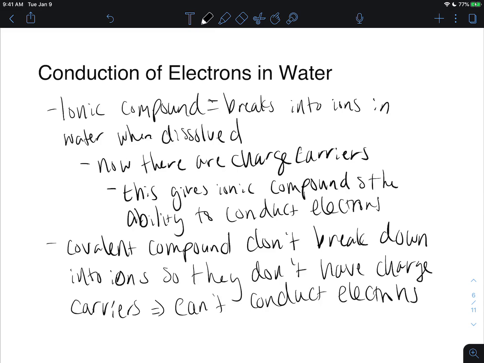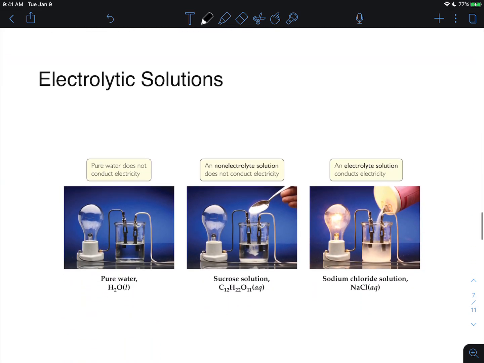Okay? So why do we care? We care because if something has the ability to conduct electrons, we call this an electrolyte solution, and it's going to behave differently than something that cannot. So pure water itself is not ionic in nature. It has partial charges, but not full charges, so it does not have the ability to conduct electrons. If you throw a non-electrolyte in it, like sugar, for instance, you do not have the ability to conduct electrons. So you will not have any electricity that is formed. So if you put sugar in there, sucrose, nothing will happen.